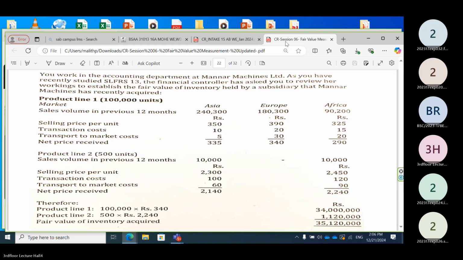Product line 1 we are having 100,000 units. Product line 2, we have 500 units, right? Product line 1 and product line 2. Quickly do the question.